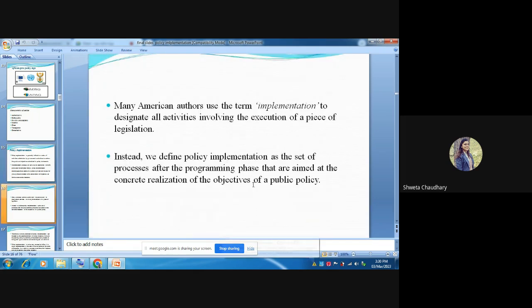Then implementation, by the American author, is used to designate all the activities involving the execution of a piece of legislation. It means whatever is decided by the government is to be implemented. Instead, we define policy implementation as the set of processes after the programming phase that are aimed at complete realization of the objectives of the public policy.